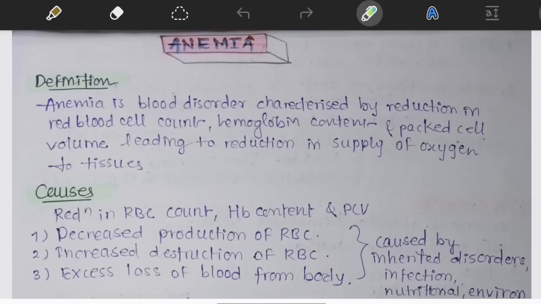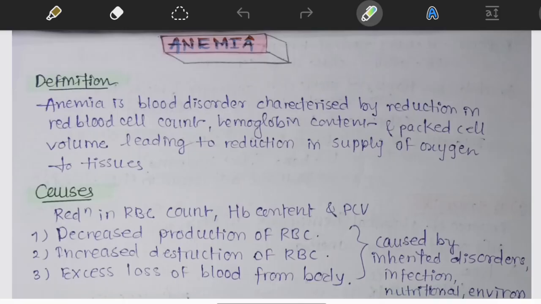A 22-year-old girl comes to the hospital complaining of fatigue, dizziness, and shortness of breath. She says she is always tired, can't concentrate, and recently noticed her nails becoming brittle. What could be the reason? The reason is one of the most common diseases you will see in medicine: anemia.